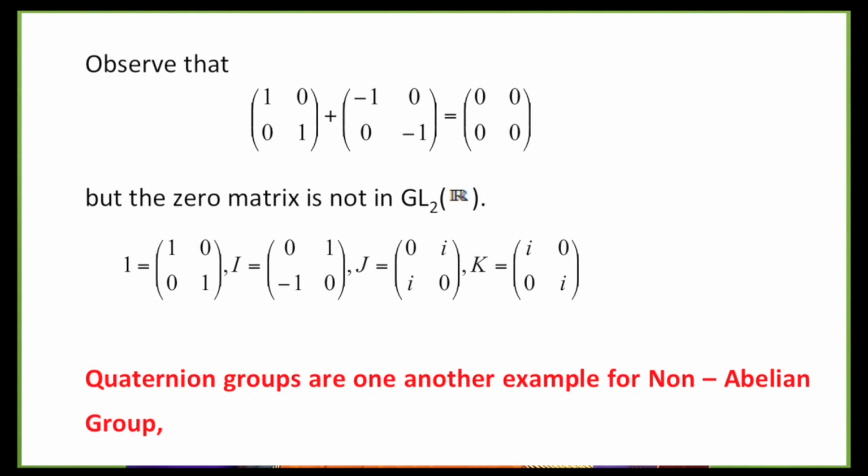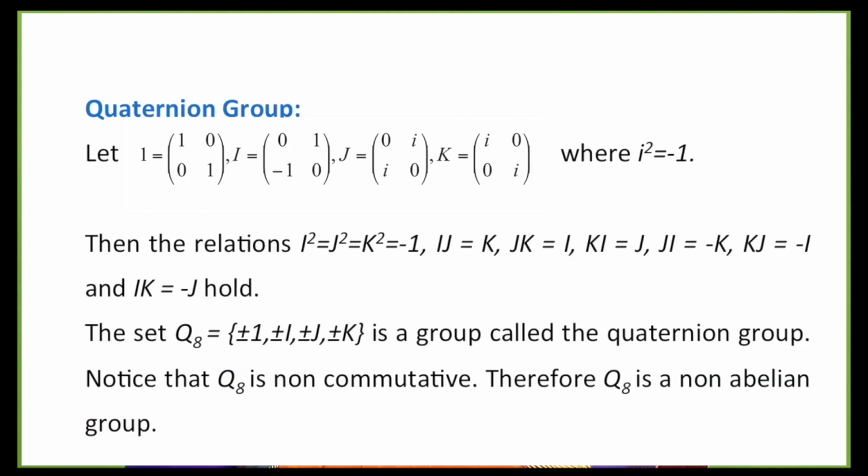Quaternion groups are another example of a non-Abelian group. In the quaternion group, let 1 be the matrix [1 0; 0 1], I be the matrix [0 1; -1 0], J be the matrix [0 i; i 0], and K be the matrix [i 0; 0 -i], where i squared is equal to -1.